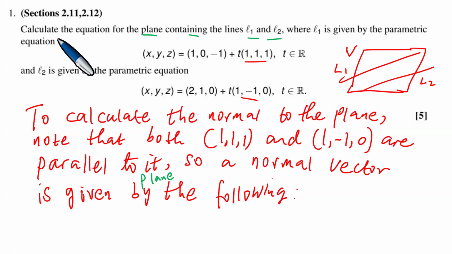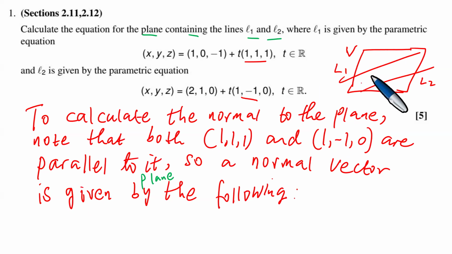Right, we're looking at this particular question, and we need to calculate the equation for the plane containing the lines L1 and L2, where L1 is given by the first parametric equation, and L2 by the second. We reiterate that to calculate the normal to the plane, note that both vectors (1, 1, 1) and (1, -1, 0) are parallel to it. So they are parallel to the plane because the lines are contained in the plane. Okay, so a normal vector is given by the following.